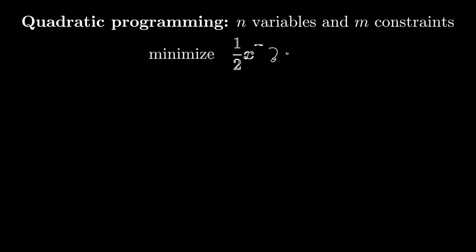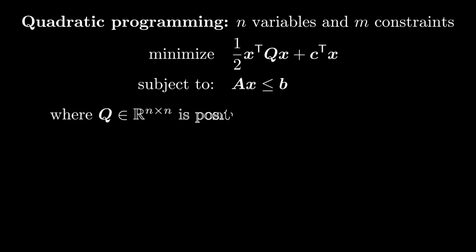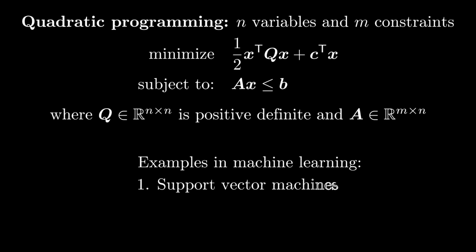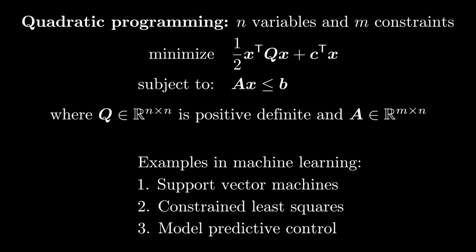I also want to draw your attention to the idea of a quadratic program. In a QP, we have an objective function that is quadratic in x, subject to linear constraints. Importantly, Q here in the quadratic is a positive definite matrix. Quadratic programs come up quite a lot in machine learning, in particular in support vector machines, or SVMs, but they also come up in regression type problems where you're doing constrained least squares, and also in things like reinforcement learning where you might want to do model predictive control.